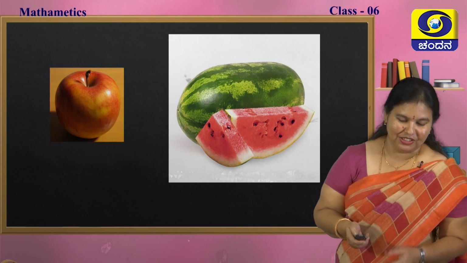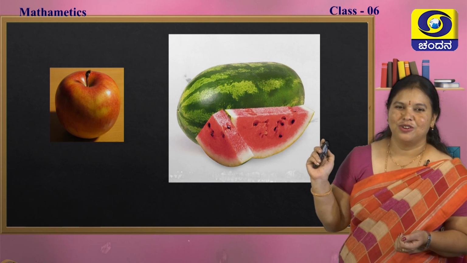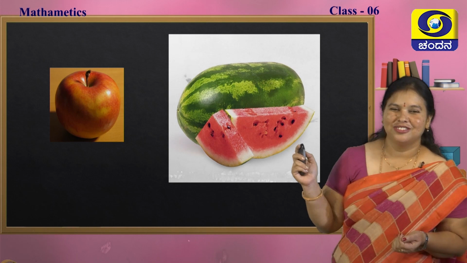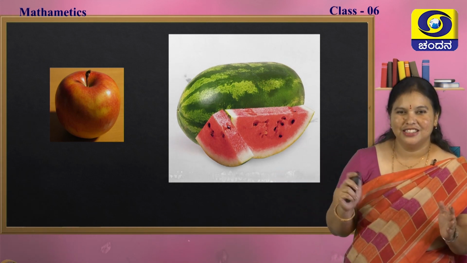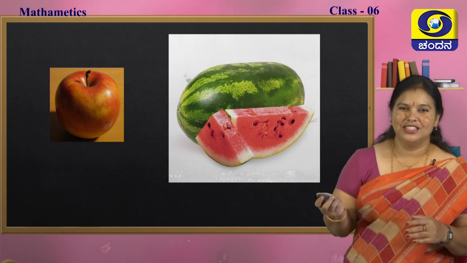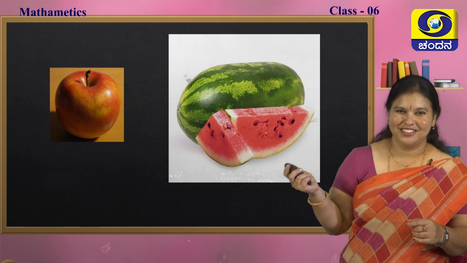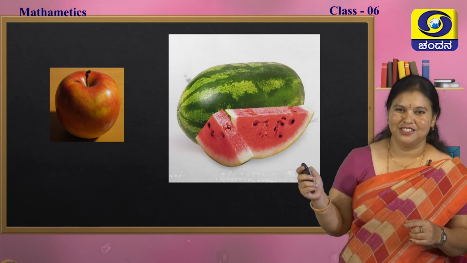In this picture, you can see 2 delicious fruits. One is apple and another one is watermelon. Mouth watering, no? Yes. What you have to do is compare these two fruits depending on their sizes. Yes, it's very easy. Which one is smaller? Yes, it's an apple. Apple is the smaller one and watermelon is the bigger one.